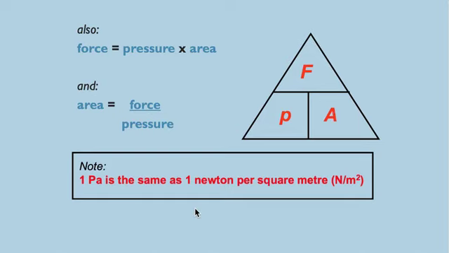And just note, we've talked about pascals and newtons per meter squared. 1 pascal, which is the unit of pressure, is the same as 1 newton per square meter. So you can use newtons per meter squared, or you can use pascals, as long as you know that 1 pascal is the same as 1 newton per square meter.